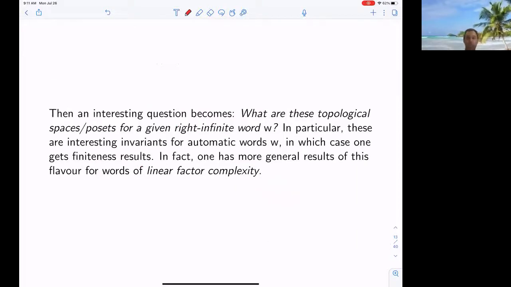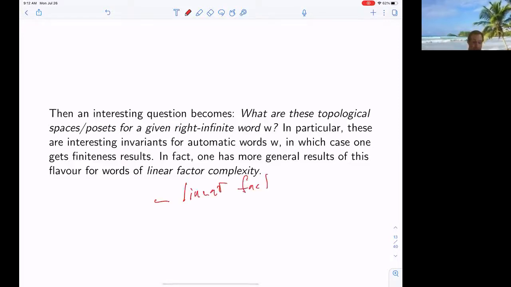So we can think of these as invariants. And one of the questions, and this will play a key part in our work, is these are now invariants of a word. These are some topological space or poset, if you like, that you can attach to a word. And the question is, what are these kind of topological spaces that can arise? And you know, what are the posets, if you like? And in particular, for us, we're going to look at things that are linear factor complexity.